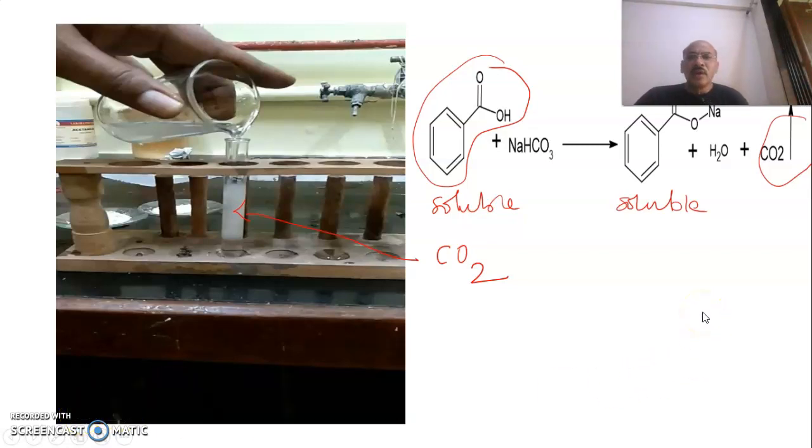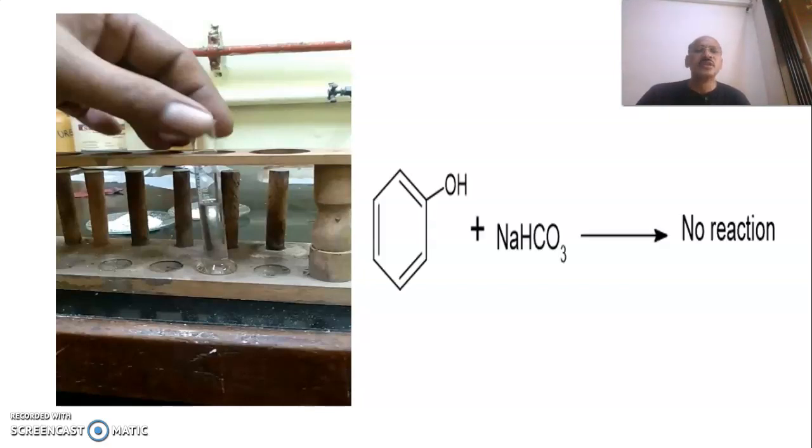Okay. Now alternatively, if we have phenol, see what happens. Even after addition of sodium bicarbonate in the filtrate, there is no gas formation, no effervescence. So no reaction. That means the given compound which is soluble in water is phenol. So like this we can distinguish acid and phenol.